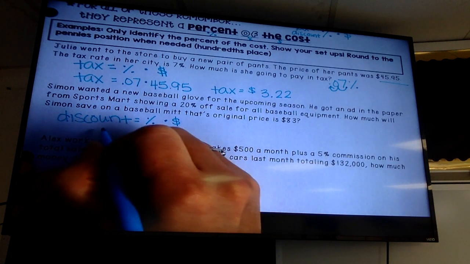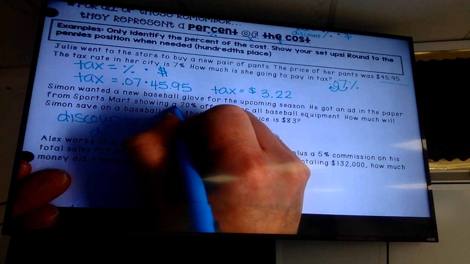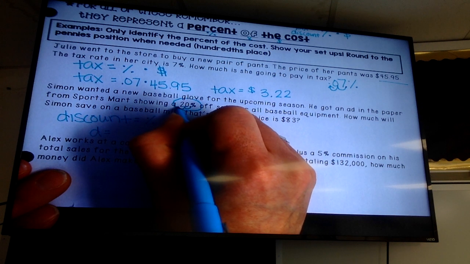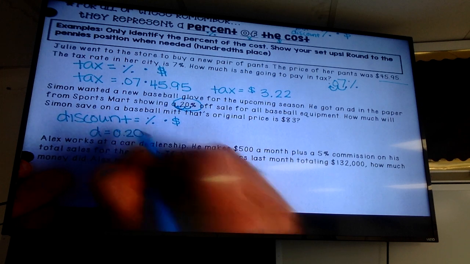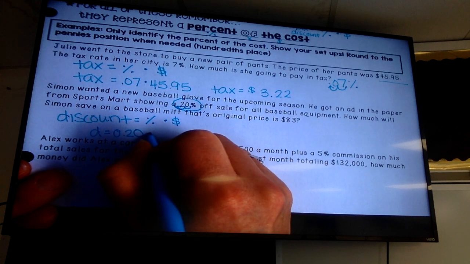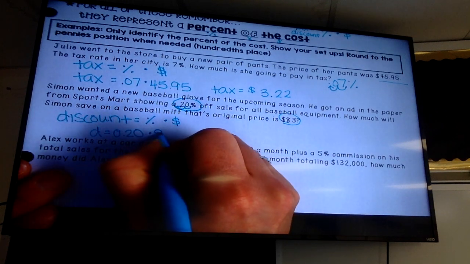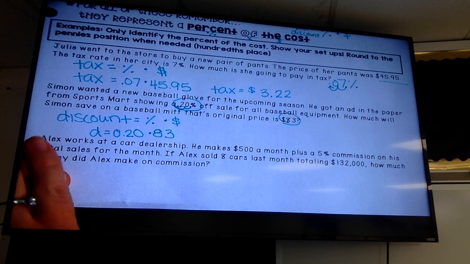All right, so I'm going to write D for discount equals, it says 20% off sale. So there's a decimal here, I just don't see it, and I'm going to move it 2 places to the left. So I know my decimal is 2/10, or if you write the 0 here, that doesn't matter, it's not needed, but you can, or 20/100. Times the cost of his baseball mitt. The mitt that he wants is $83. So times 83. So then I'm going to use my calculator, and I'm going to say 2/10 times $83.